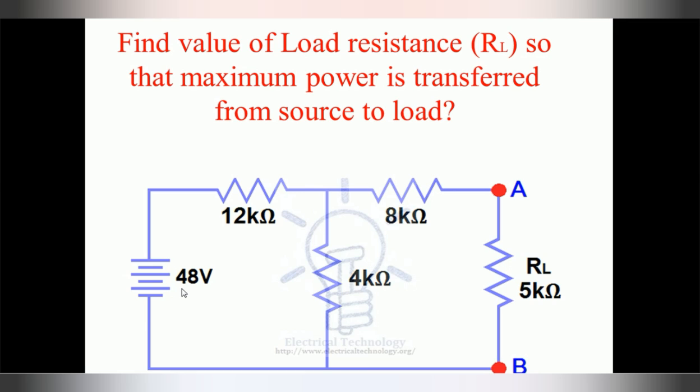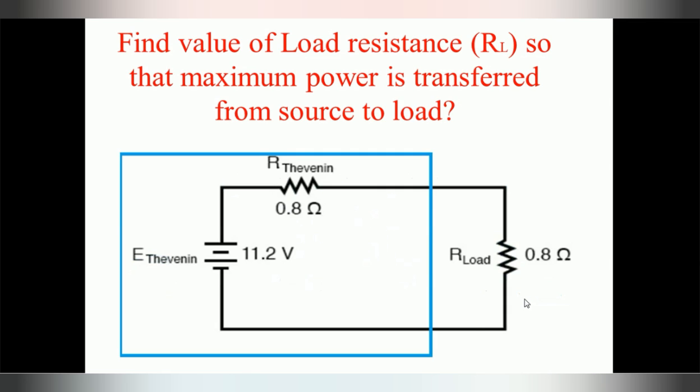So for that the first step is, we are going to remove the load resistance. After removing the load resistance, we want to find the Thevenin's equivalent circuit for this network, that is 48 volt, 12 ohm, 4 kilo ohm, 8 kilo ohm. For these components only we are going to find the Thevenin's equivalent circuit, and after getting the Thevenin's equivalent circuit, finally we are putting the load resistance, and that resistance value must be equal to the Thevenin's equivalent resistance value, right? This is one example problem.